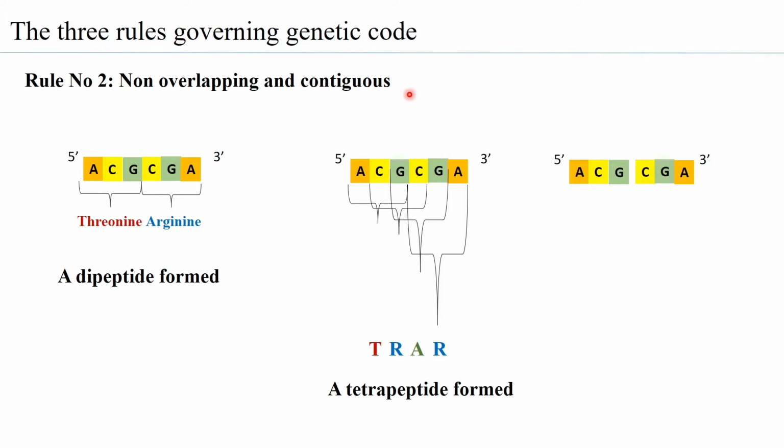So when you say contiguous, what we mean is there is no gap in between any of the codons. Neither is any gap present between any of the nucleotides. It is a continuously read system. So if you have an ACG, you have a CGA and an ACG again, it is not like ACG will be read, CGA will not be read, and then an ACG will be read. No, there are no gaps. It is continuously read. So that is the second rule.